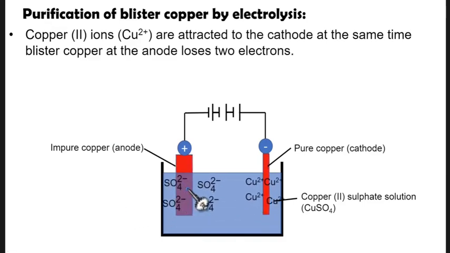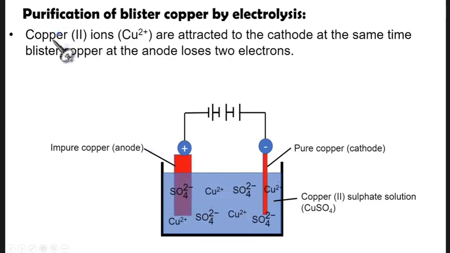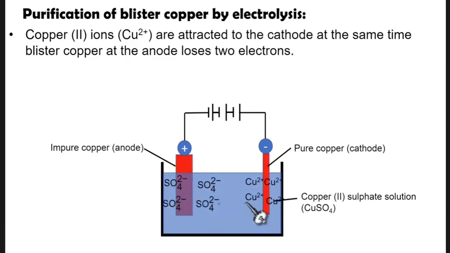First of all, let me show this. We have said copper(II) ions are attracted to the cathode. At the same time, blister copper at the anode loses 2 electrons. So these ones will be attracted to the cathode. Let me show how they are getting attracted. All of them will be attracted. Here they have been attracted to the cathode because they are positively charged and the cathode is negatively charged, and you know negative and positive do what?